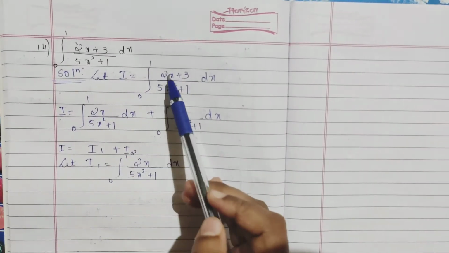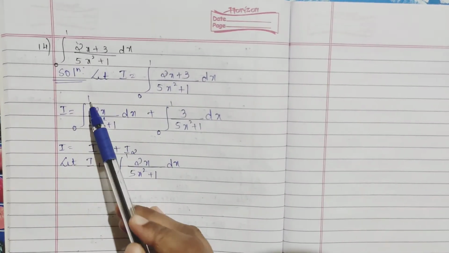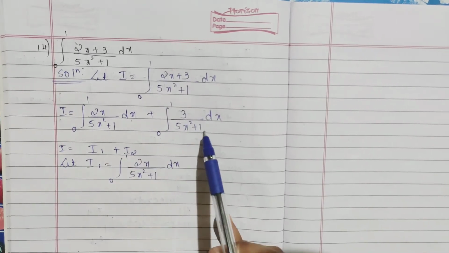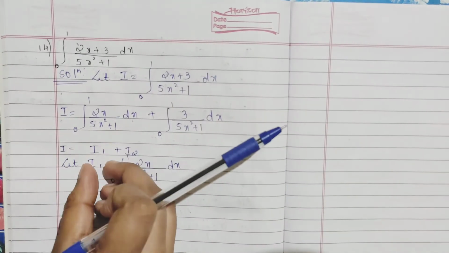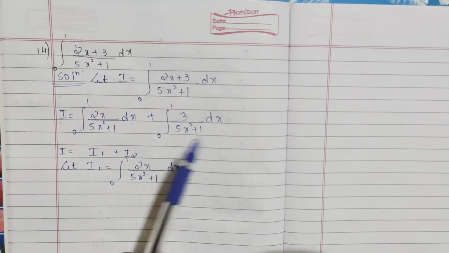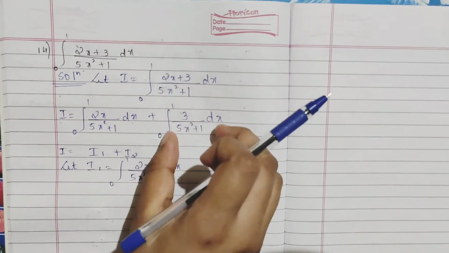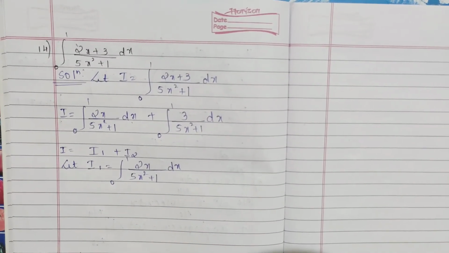So I = ∫ from 0 to 1 of 2x/(5x² + 1) dx + ∫ from 0 to 1 of 3/(5x² + 1) dx. We are calling these I1 and I2. First we will solve I1 because the substitution method works here. Then we will go for I2. Then we can substitute everything.